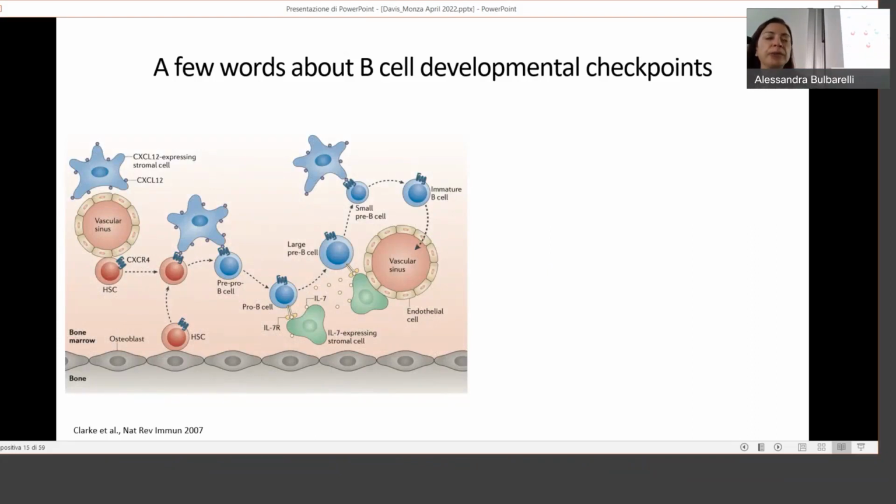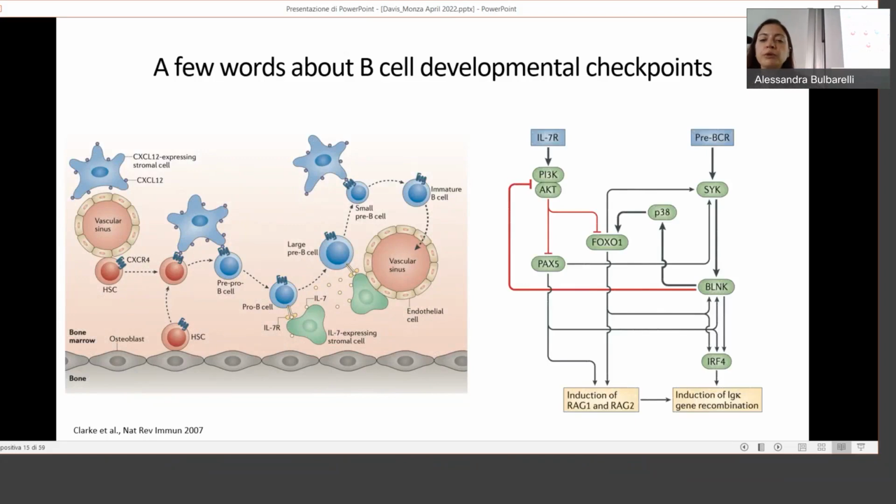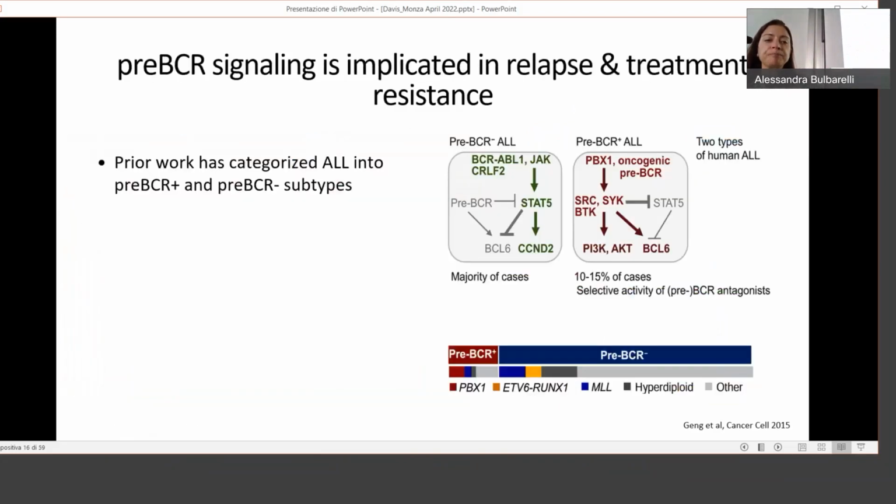And of course, this happens not in a vacuum. It happens in the marrow niche and with a lot of crosstalk with stromal cell populations and cytokines that are really important for these developmental processes. But we know that in this developmental moment, there's a normally very tightly regulated balance between IL-7 signaling and pre-BCR signaling. And there is crosstalk of these two signaling networks in the normal situation.